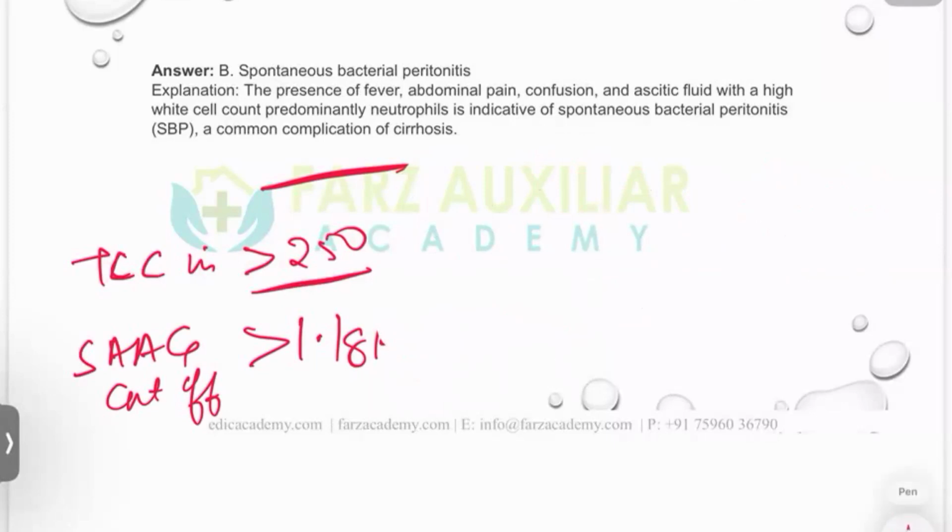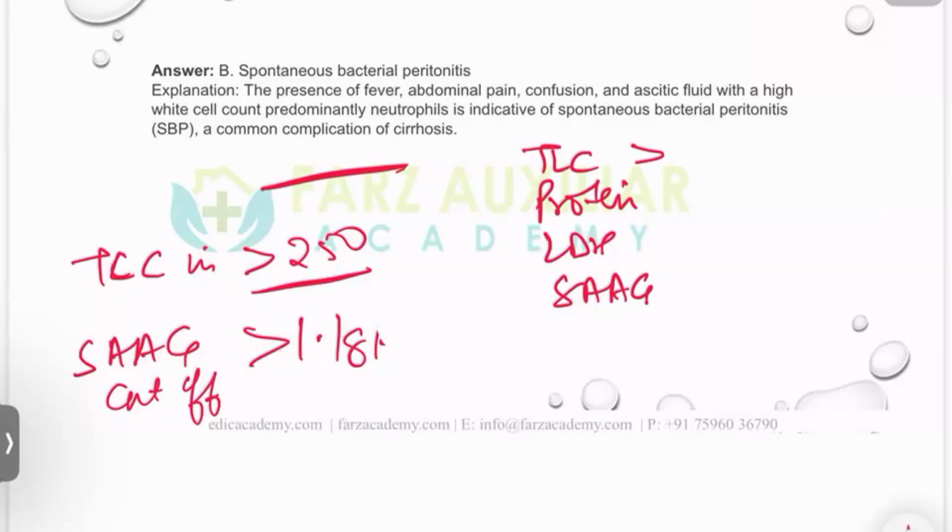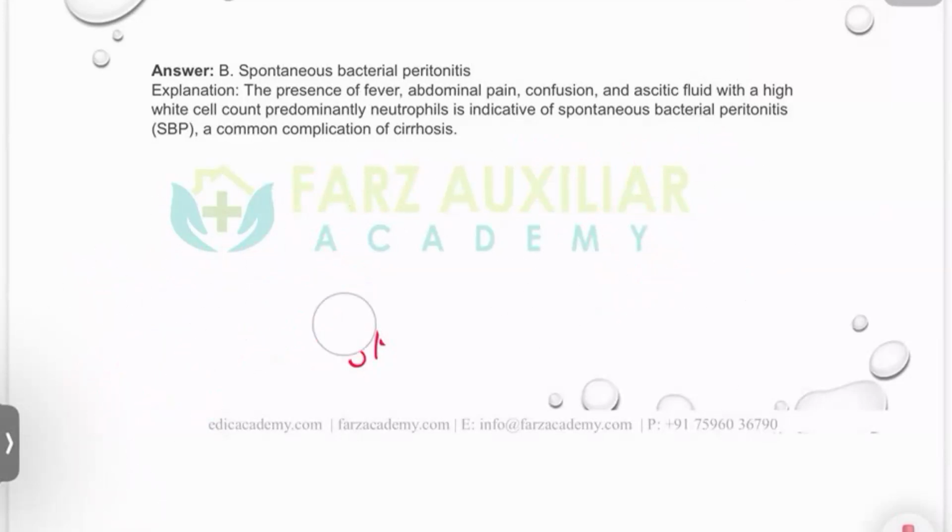Everything is more. Remember? Yeah, exactly. Everything is more. So you write down in one page: TLC, protein, LDH, SAG. You mention all of them, and whatever you remember, just keep writing there. So you will never ever forget or get confused in the diagnosis of SBP.